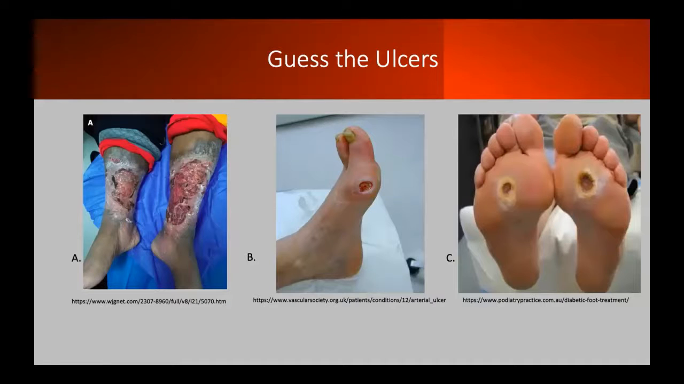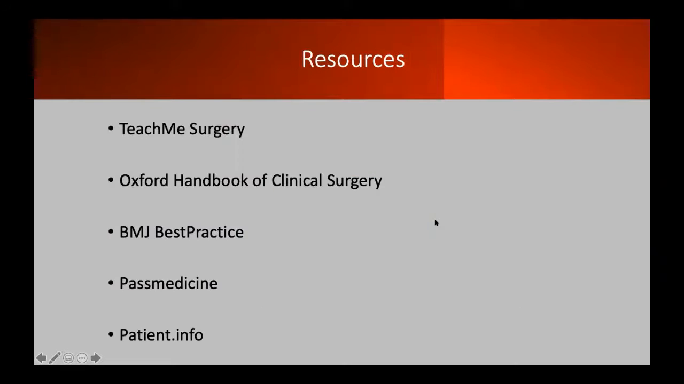Yeah, seems everyone has got them right. Yeah, the first one is a venous ulcer. The second one, arterial, because you can see the punched out, they're deep, they're irregular shape. And then the neuropathic ulcer in the pressure area, or the plantar surfaces. So yeah, that's all done.